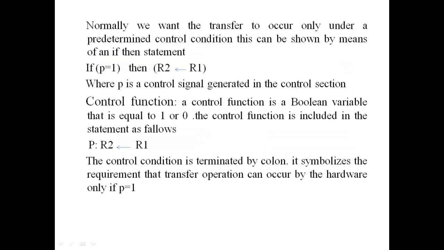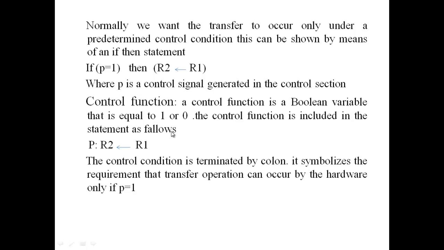Normally we want the transfer to occur only under a predetermined control condition. This can be shown by means of an if-then statement. For example, if P equals 1, then R1 goes to R2. This arrow is called the replacement arrow. It means that whatever is present in R1 will be transferred to R2 provided P is equal to 1, where P is a control signal and this control signal is generated in the control section.